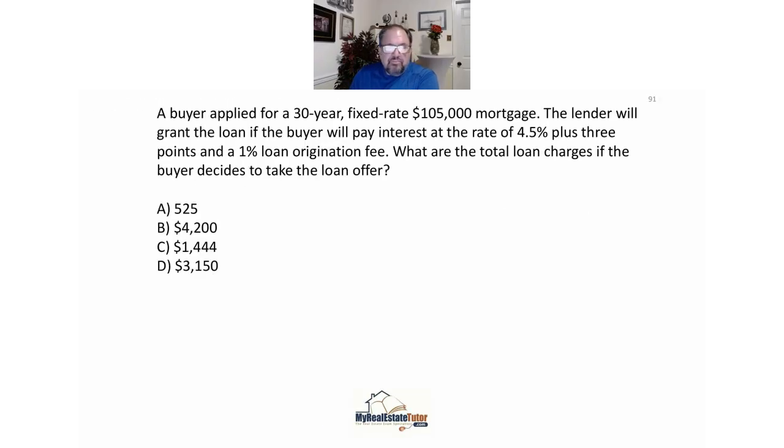All right. A buyer applied for a 30-year fixed rate $105,000 mortgage. The lender is going to grant the loan if the buyer will pay an interest at 4.5% plus 3 points, and a 1% loan origination fee. Total charges, again, debits to the buyer for the loan on the closing disclosure form at the act of sale. Okay.